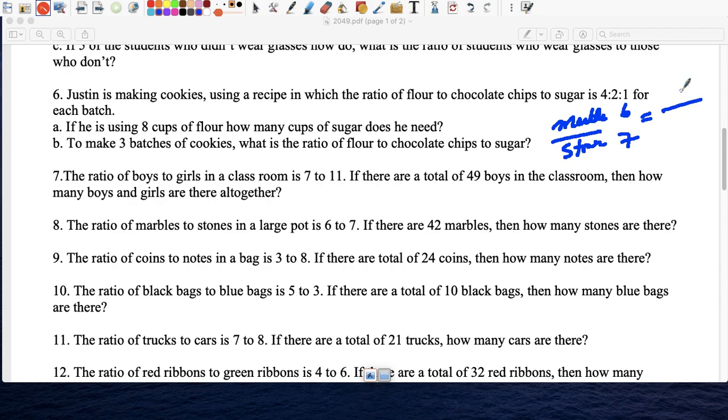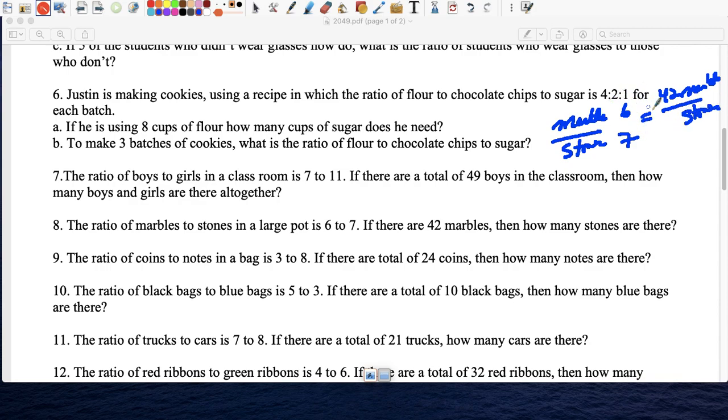Well, if there's 42 marbles, how many stones are there? So this is what we're looking at. You can set up a proportion. You can cross multiply, there are so many things you can do. Or like if you did in the 6th grade, just find that relationship.